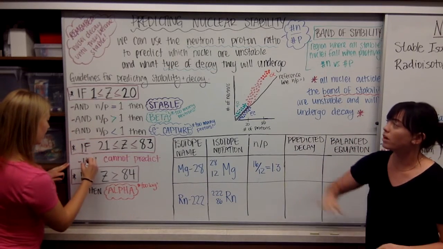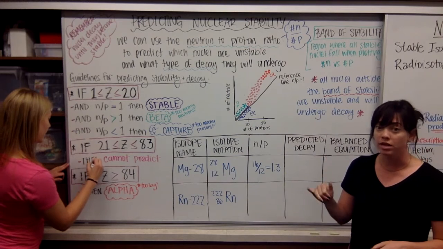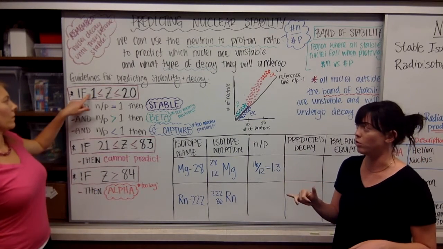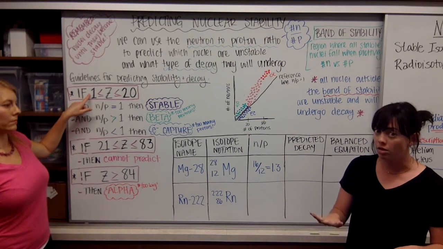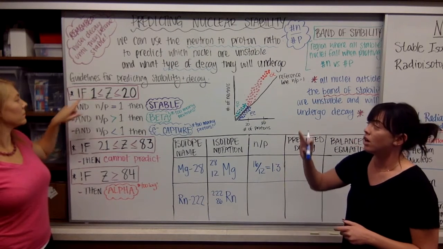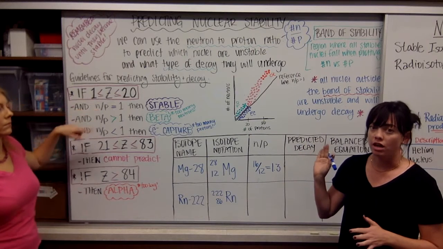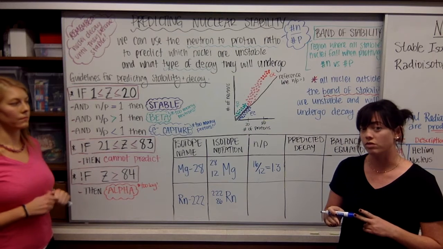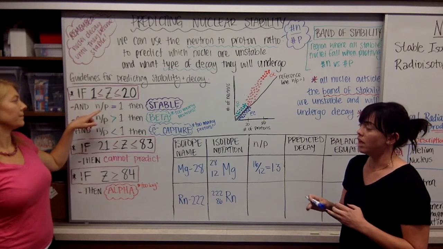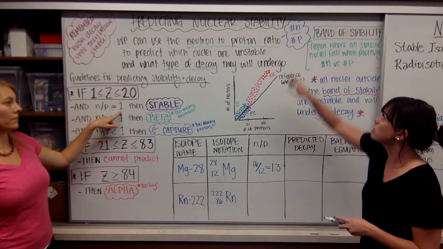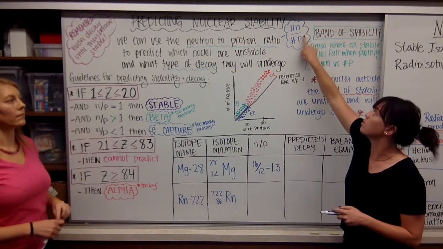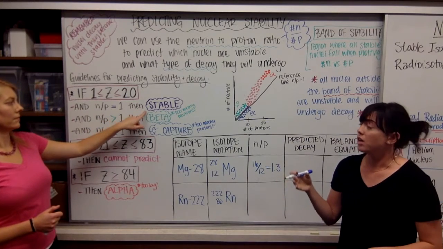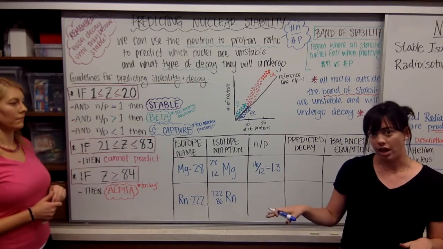But essentially what we're going to start out with is if our atomic number is between 1 and 20, or equal to 1 and 20, okay? So for elements 1 to 20, we can predict if the nucleus is going to be stable or unstable, and then if it's unstable, which sort of decay it will undergo. So if our neutron to proton ratio, which is just equal to our number of neutrons divided by our number of protons, is equal to 1, then our nuclei are stable and they will undergo no decay.